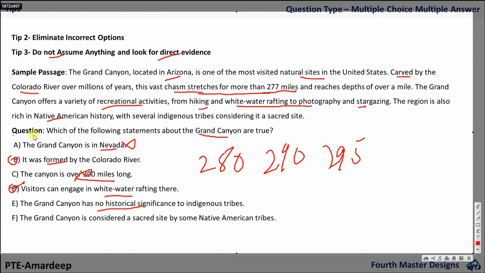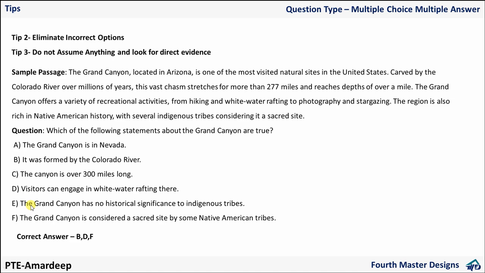No, guys, it's saying rich in Native American history. Here it is saying rich, here it is saying no, eliminate it. Is considered a sacred site. Yes, so they are saying it a sacred site. So my answers are what? B, D and F, and these are the correct one.